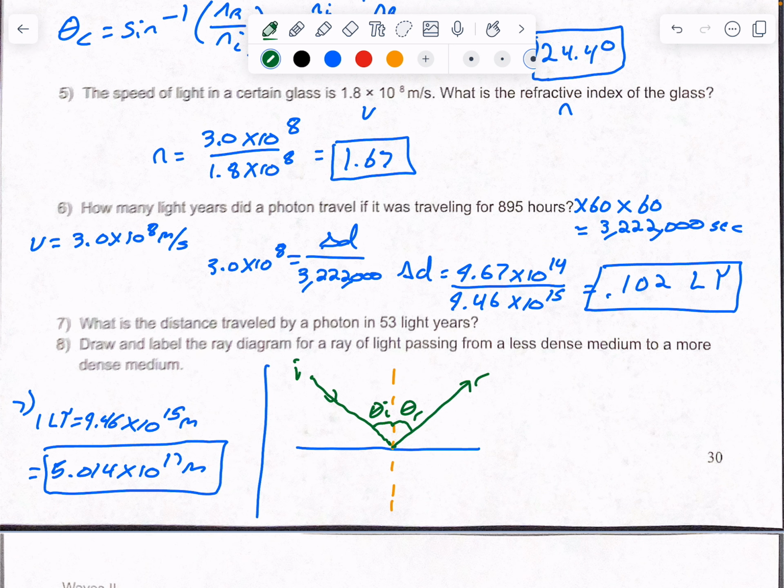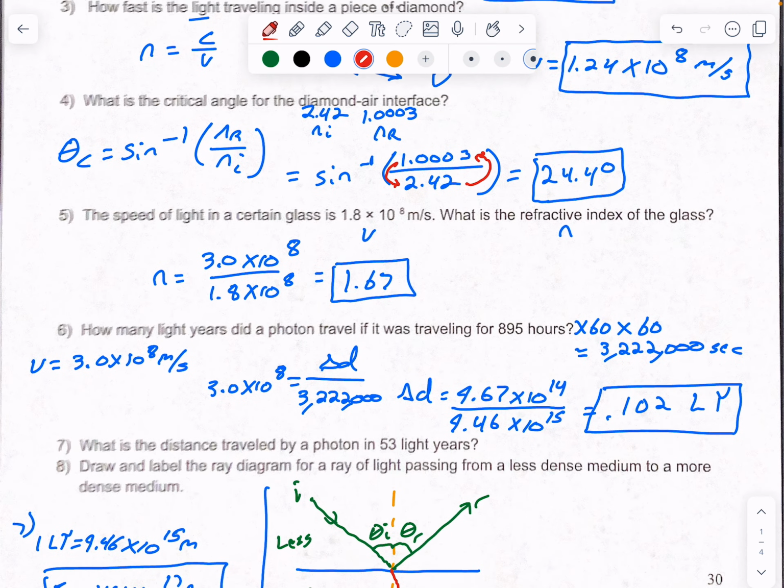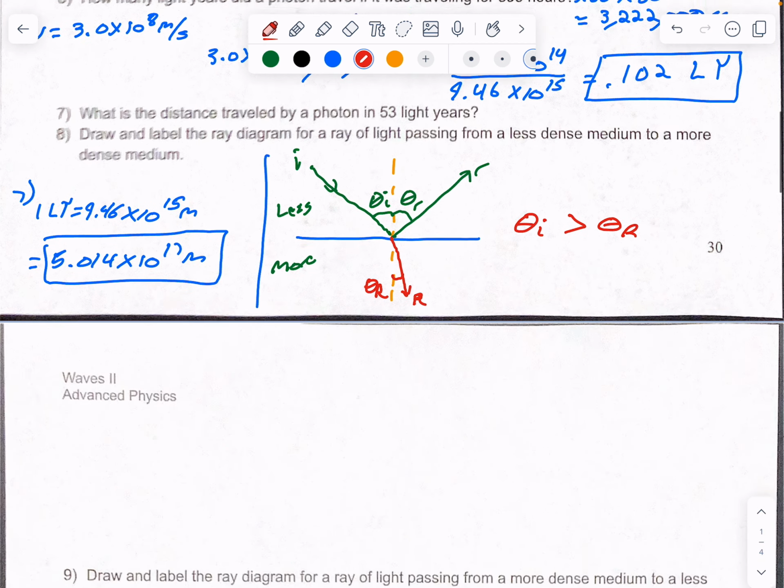So we're going from less dense to more dense, so less to more. What's going to happen is, remember, it makes it more difficult, so it's going to slow the light down, and it's going to pull that angle a lot closer to that normal line. So this angle right here, your refracted angle, theta r, is now going to be smaller. That means your theta i is going to be bigger than your new refracted angle theta r. So that's what that would look like.